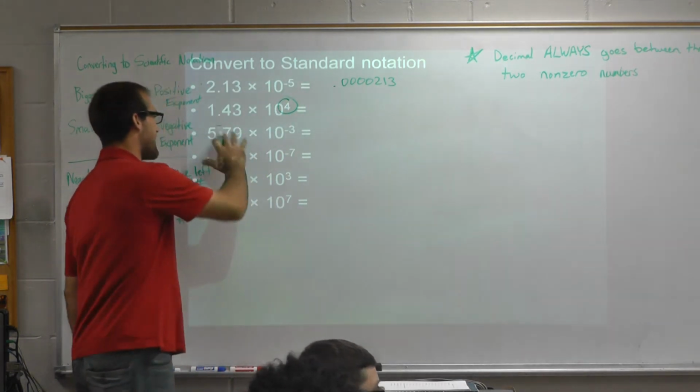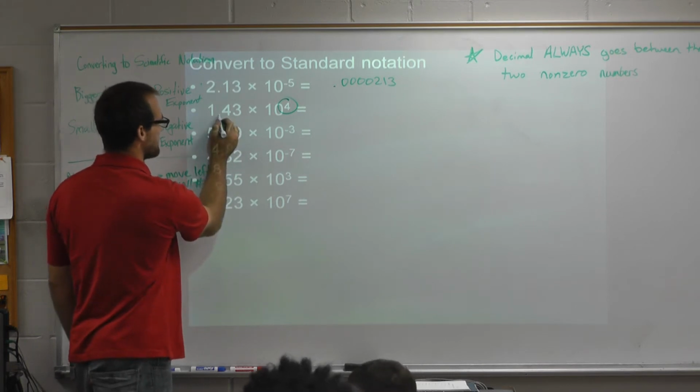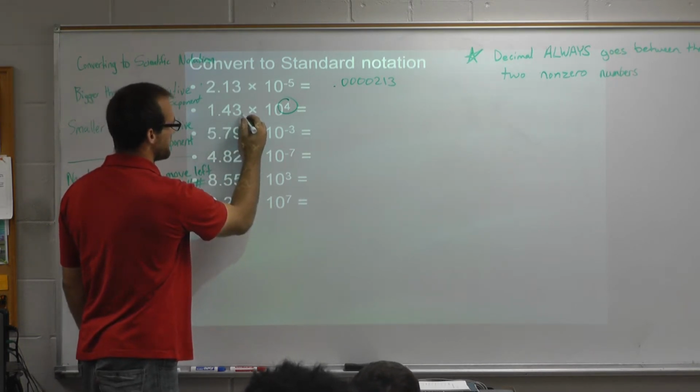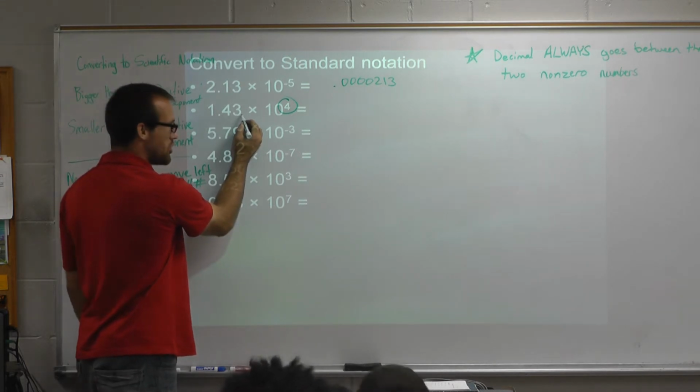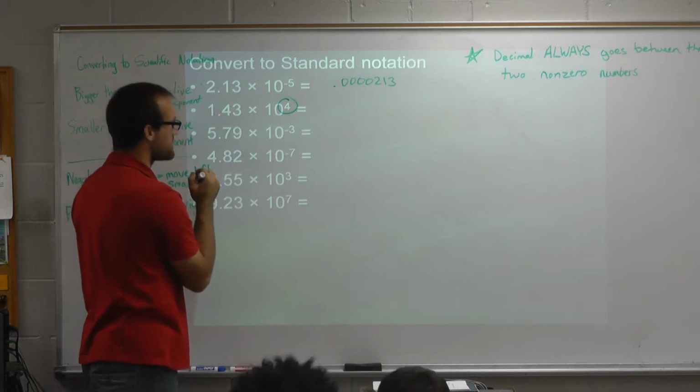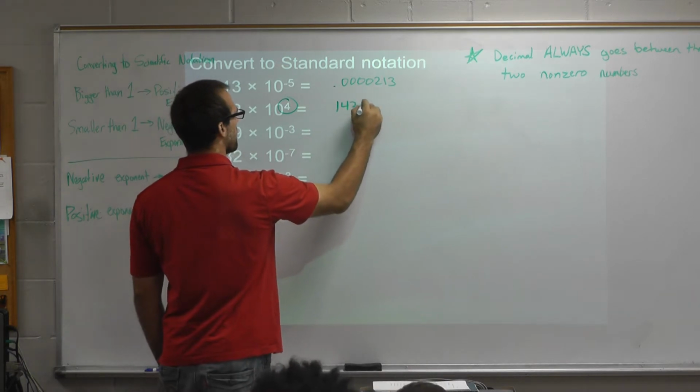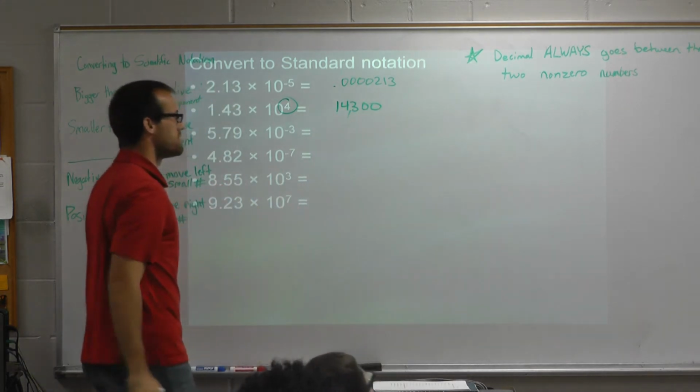So let's think about this here. I could just simply take this decimal and start moving it 4 times, and then start imagining zeros. How many times do I have to move it before I get to the end? 2, and then I would just add 2 zeros.